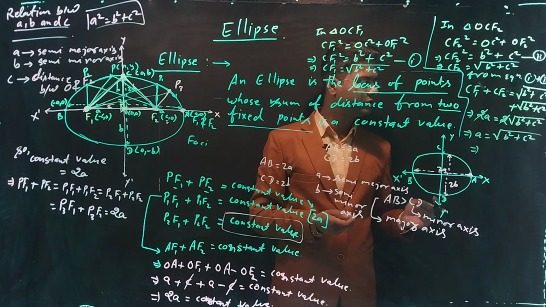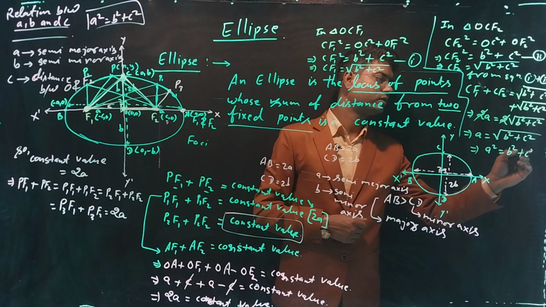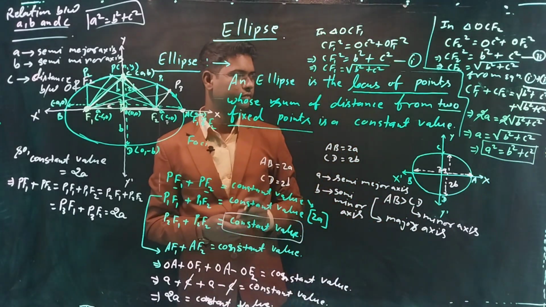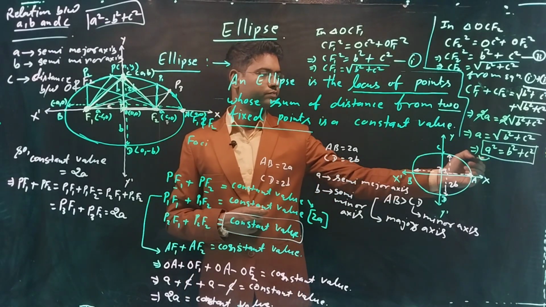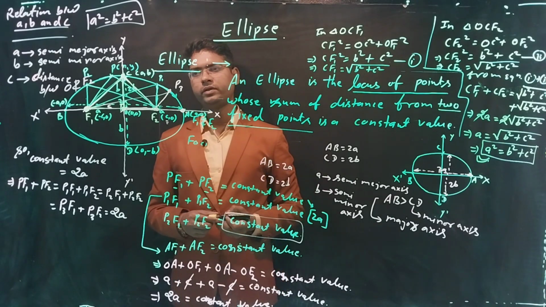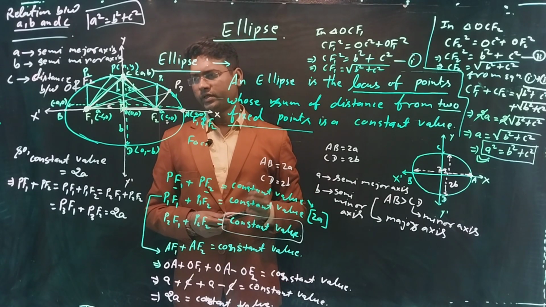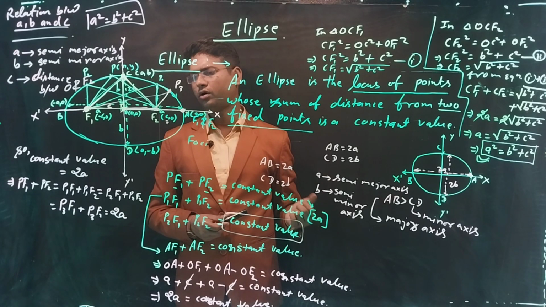Now I am squaring both sides. Then this will be A square is equal to B square plus C square. This is a very important relation between A, B and C. This shows the relation between the semi-major axis, semi-minor axis, and C, which is the distance between O and F1 or F2.